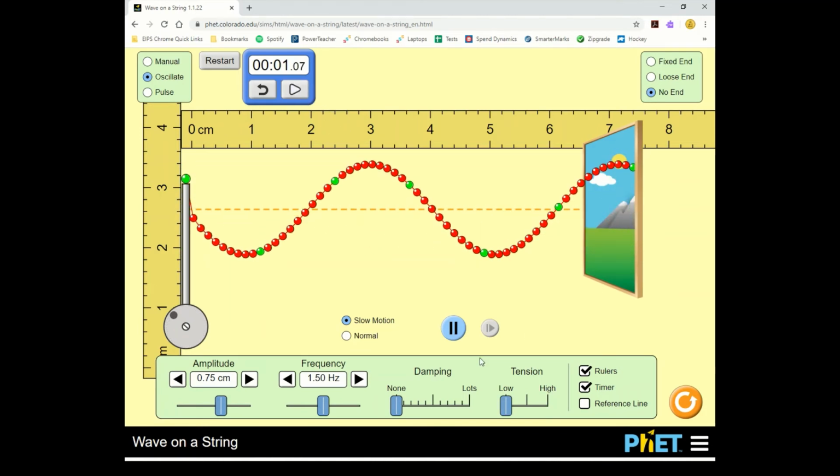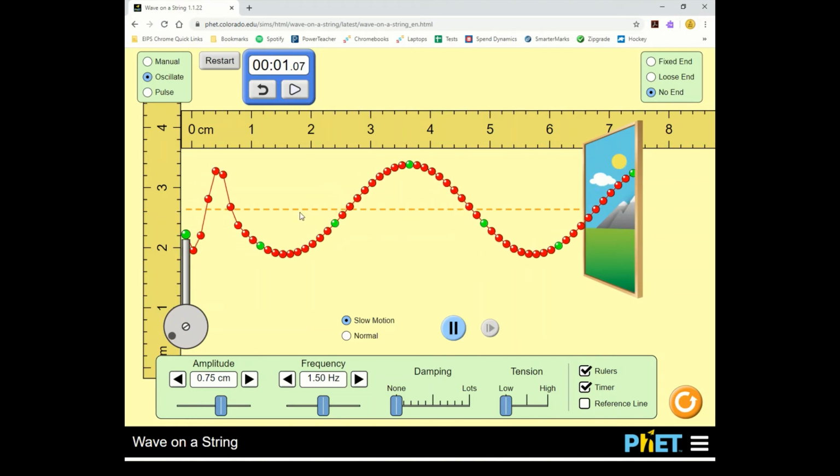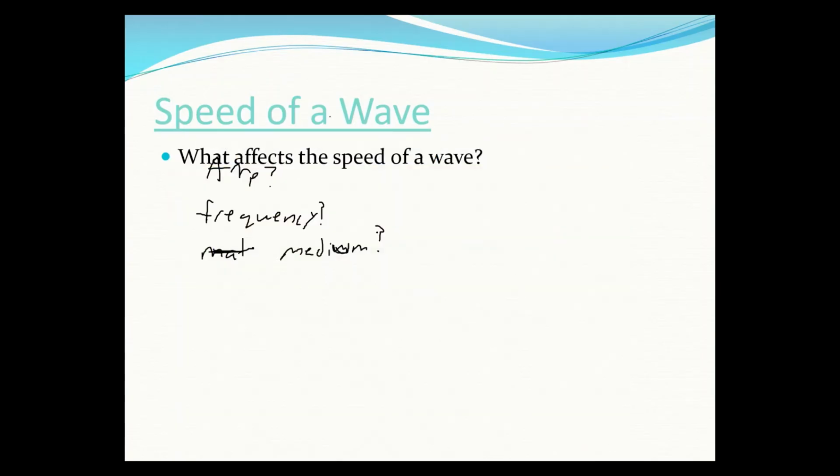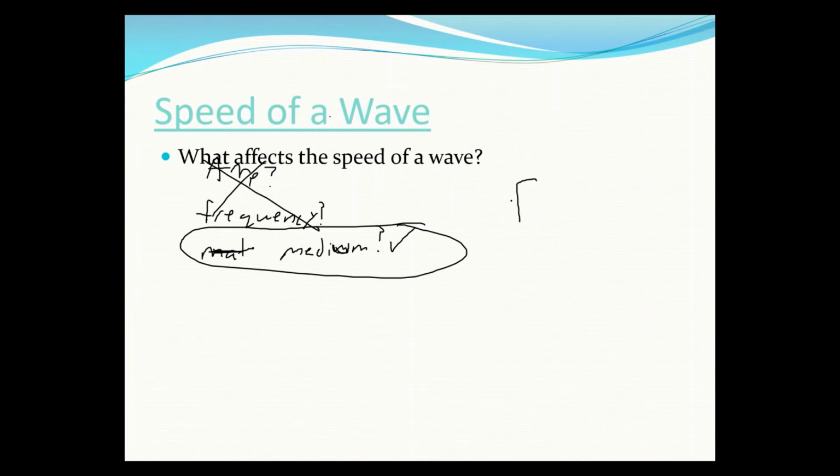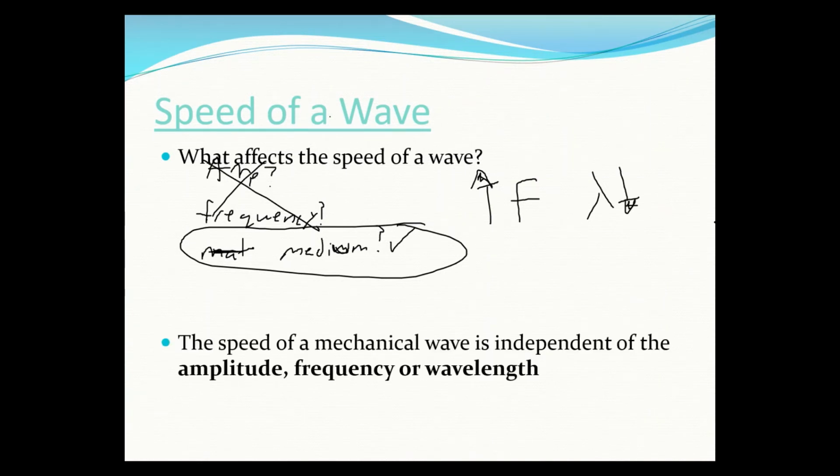So as soon as we slow it down, you can see those wave particles slow down. So what affects it? The medium. That tension in that wire affects it. The amplitude and the frequency don't make a big difference. But what we did see is that when we increase our frequency, we decrease our wavelength. So there's some sort of inverse relationship going on there. So the speed of a mechanical wave is independent of the amplitude, the frequency, and the wavelength. The only thing that affects it is the medium.